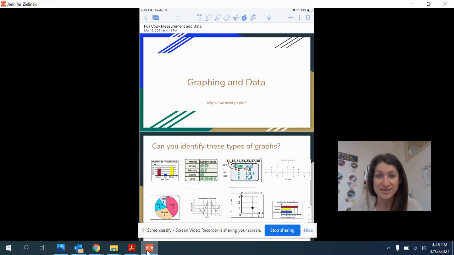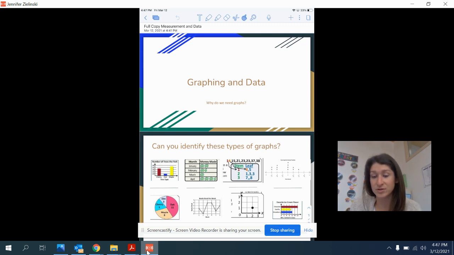Hello, mathematicians. Today we are going to focus on graphing and data. Our objective is to look at a bar graph and interpret the information from that bar graph. Also, being able to know the different parts of graphs so that we're familiar with them.